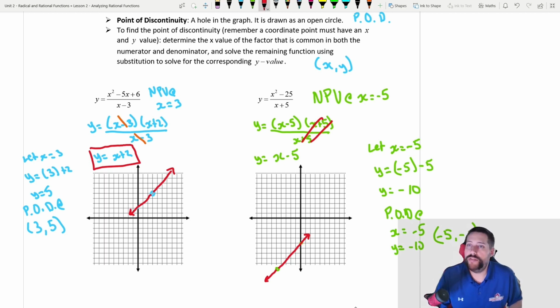So I would say, 1, find your NPVs. 2, factor.